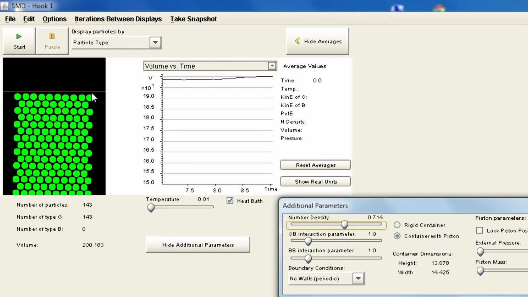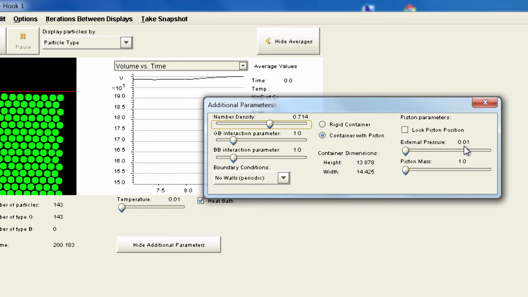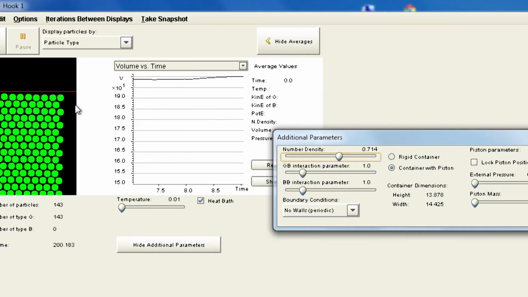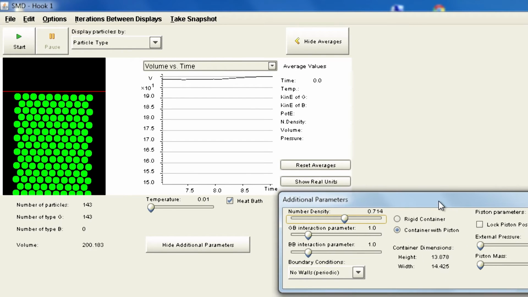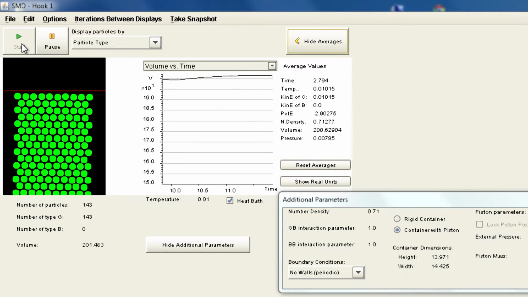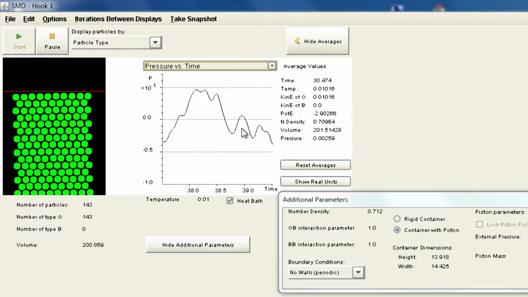As you can see, in this case it is isothermal because there is a heat bath, and also there is a piston, so it is also isobaric. We are looking at an external pressure of 0.01, a very small pressure, the piston mass is 1.0, and the number density is 0.714, etc., and it has only one green atom. So, let us equilibrate the system, because what we want to do is understand elastic constants. And now, in this case we are going to look at the pressure versus time.